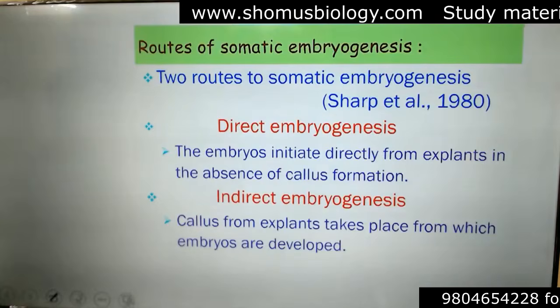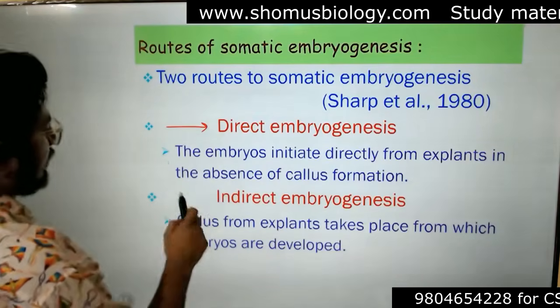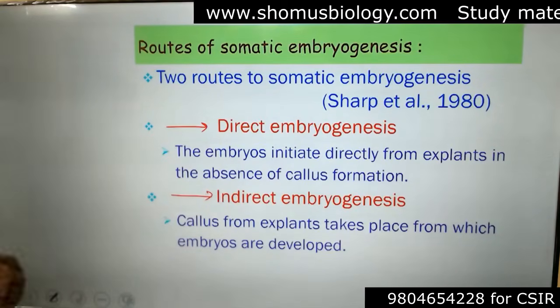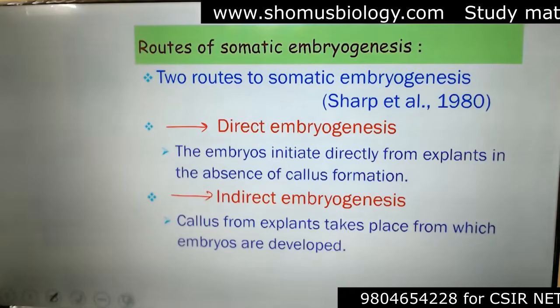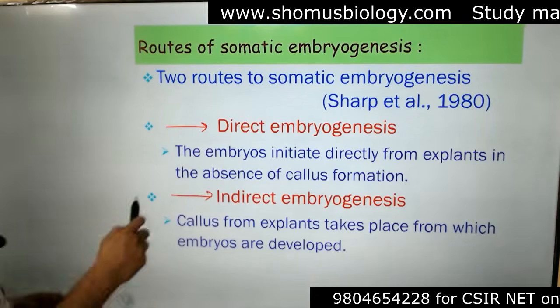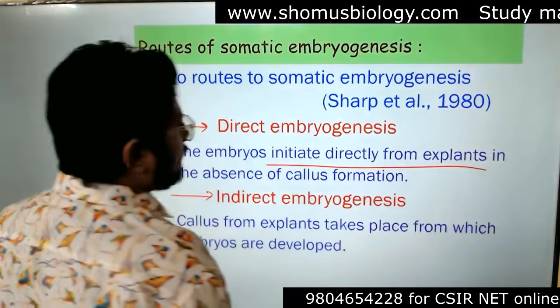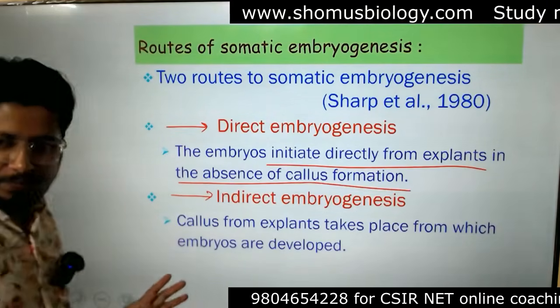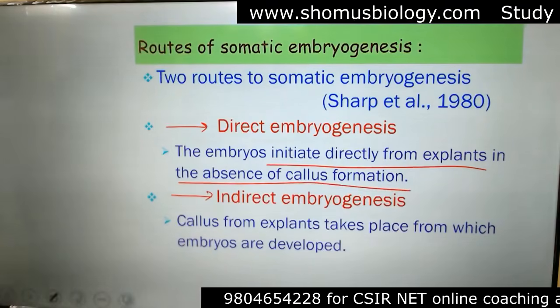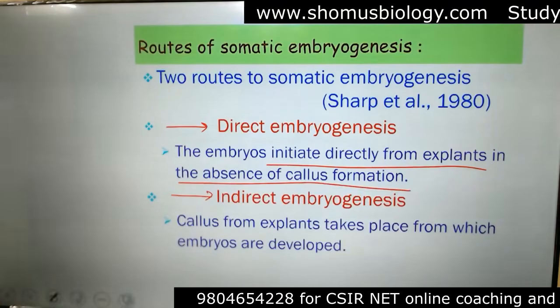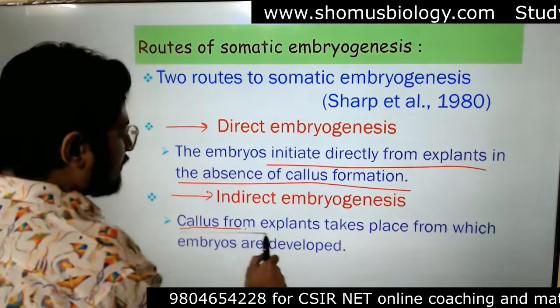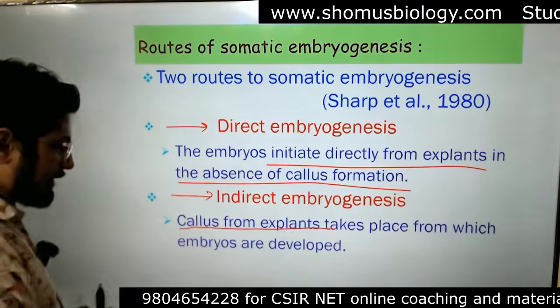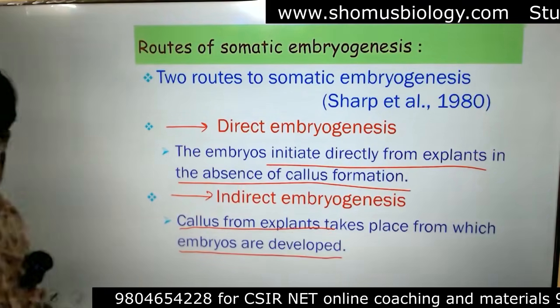Routes of somatic embryogenesis: there are two routes, direct somatic embryogenesis and indirect somatic embryogenesis. In direct embryogenesis, the embryos initiate directly from explants in the absence of callus formation. No callus formation. The process of embryogenesis is initiated directly. And in indirect embryogenesis, callus formation from the explant takes place first, then embryos are developed.